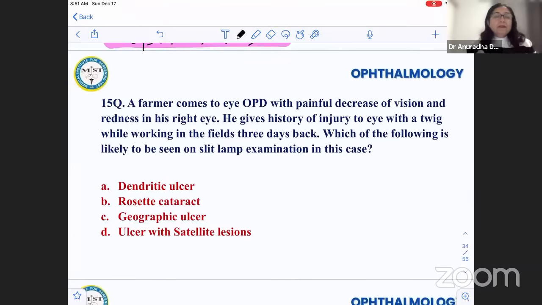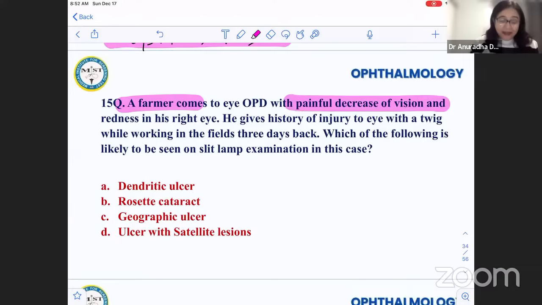Okay. So here, a clinical case scenario question. Let's see. A farmer comes to the OPD with painful decrease of vision and redness. So there is a painful red eye. He gives a history of injury to the eye with a twig while working in the fields 3 days back. Which of the following is likely to be seen on slit lamp in this case? Okay, so a clinical picture case is there. A farmer who has painful decrease of vision, injury of the eye with a twig, injury with vegetative matter.